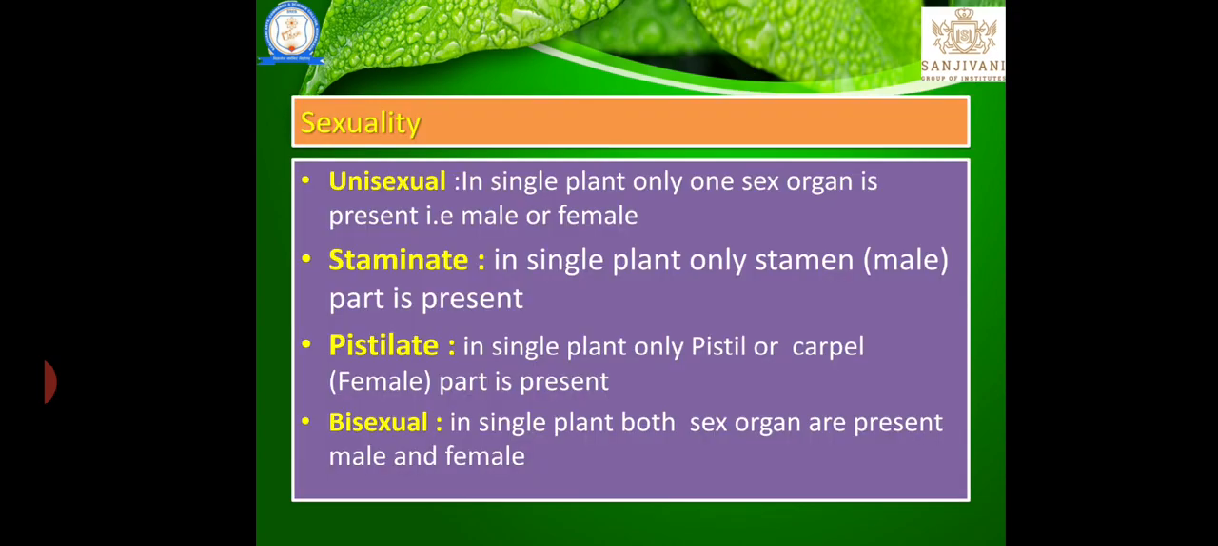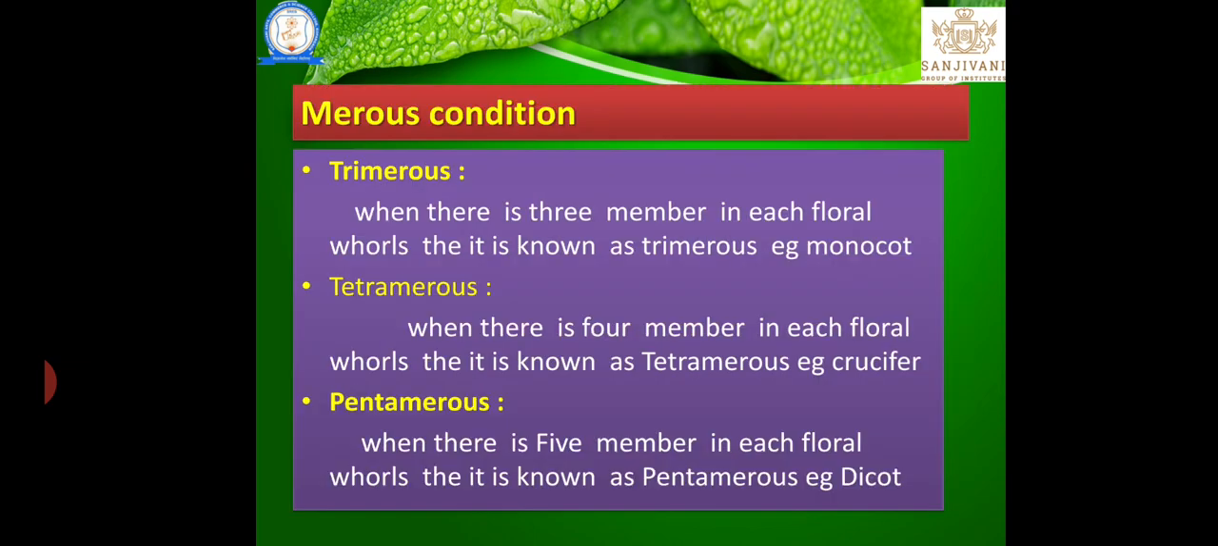Ovary position. Then sexuality, which is the sexual character of a flower. When only one sex organ is present, it is known as unisexual, male or female. Staminate: the flower contains only stamens, known as a staminate flower. Pistillate: the flower contains only pistil or carpel, known as a pistillate flower. Bisexual: both sex organs are present in a single flower, known as a bisexual flower.